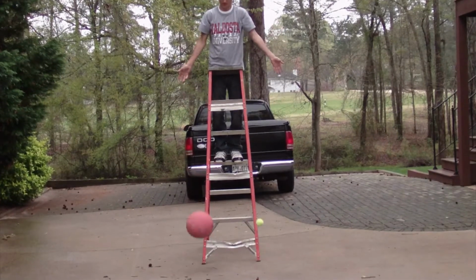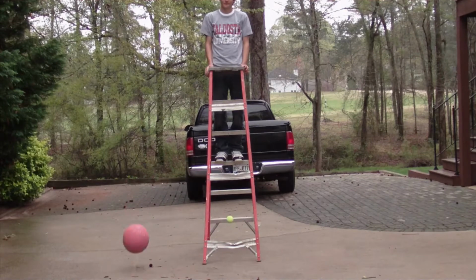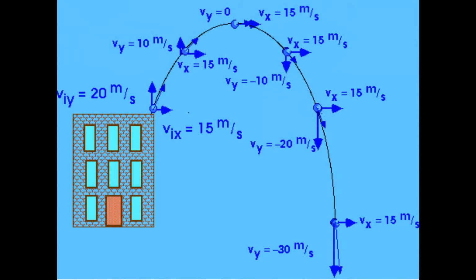As you can see, both objects hit the ground at the same time because both were acted on by an acceleration due to gravity of 9.81 meters per second squared. Gravity is instrumental in projectile motion. It causes the path of flight to take a parabolic shape. Gravity only affects the y component of projectile motion.